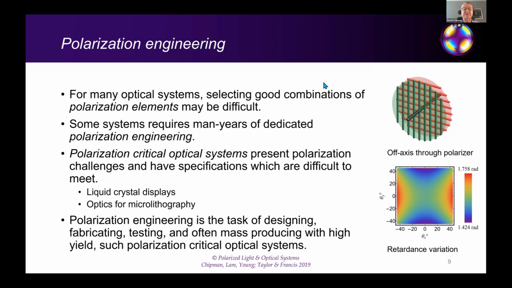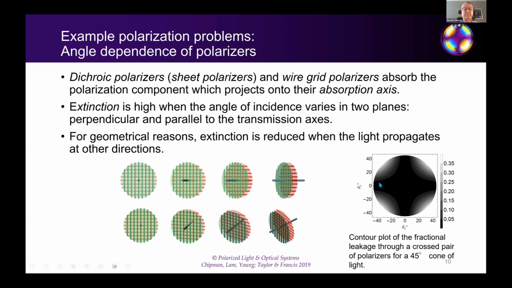Polarization engineering. For many optical systems, selecting good combinations of polarization elements can be difficult. Some systems require many years of dedicated polarization engineering, and we would call these polarization critical optical systems. They have specifications which are difficult to meet. Examples are liquid crystal displays and optics for microlithography. Polarization engineering is the task of designing, fabricating, testing, and often mass producing with high yield such polarization dependent optical systems. For example, here are two good examples.